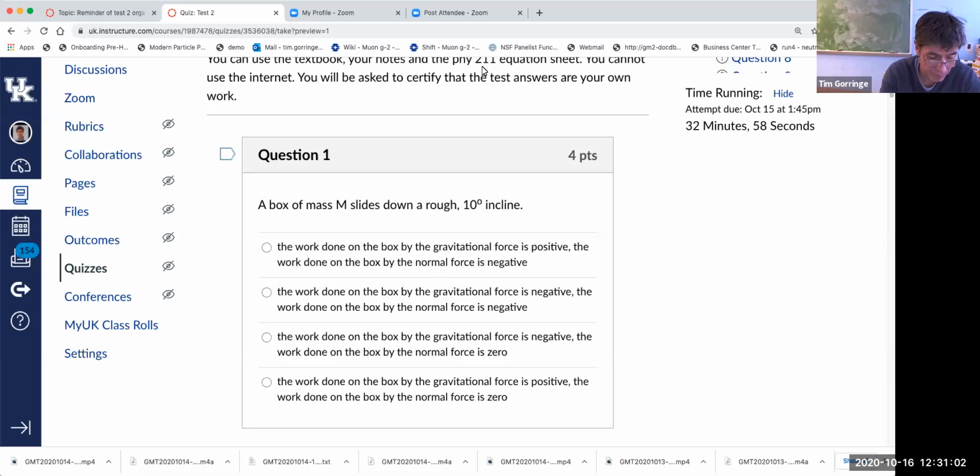So, first question states that we've got a box of mass m and it slides down a rough 10 degree incline. And we're asked to consider the work done by gravitational force and the work done by normal force and state whether they're positive or negative or zero. So let's go ahead and do that. There's no numbers to work out here. So I would, of course, start by drawing a sketch.